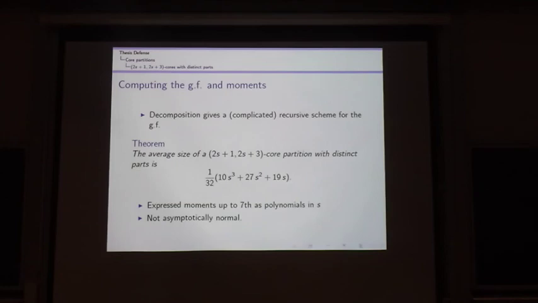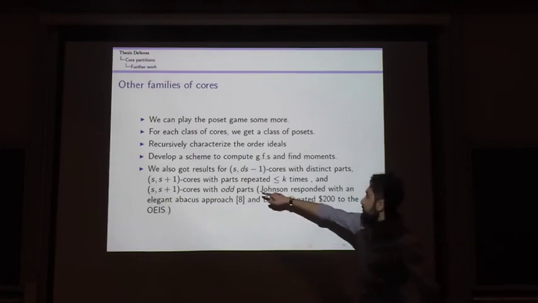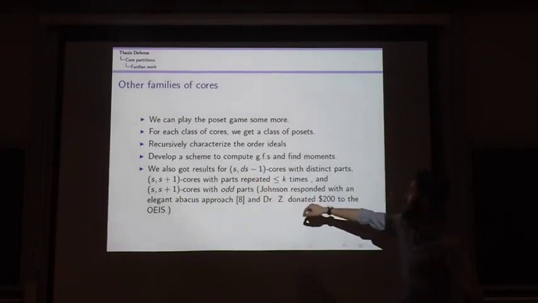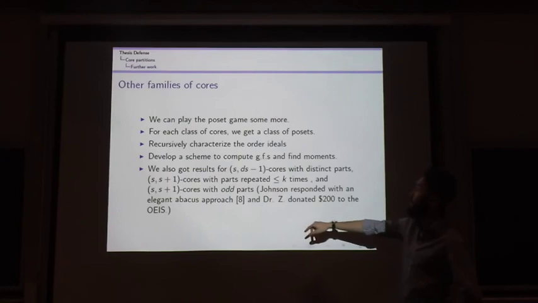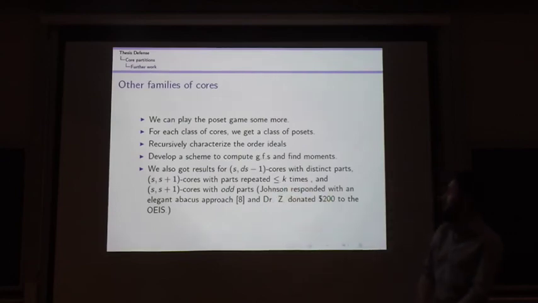Okay, and you can do this poset game for other families of partitions, but it's basically the same thing. You plot your posets, and you look for some type of structure to them, to the order ideals, and then you make your generating functions. In our thesis, we do s, s minus 1 cores, we do s plus 1 cores with parts repeated at most k times. We do partitions into odd parts. And for the odd case, actually, this method was not working that well. It was very slow to compute.